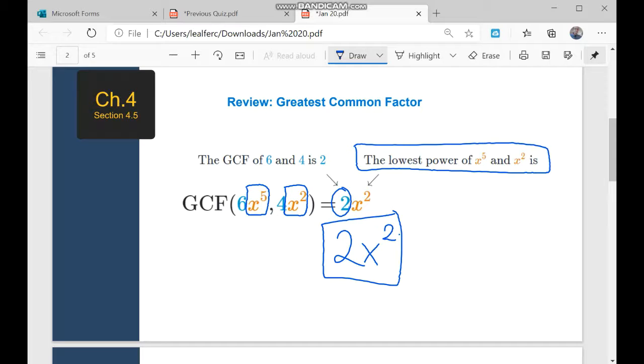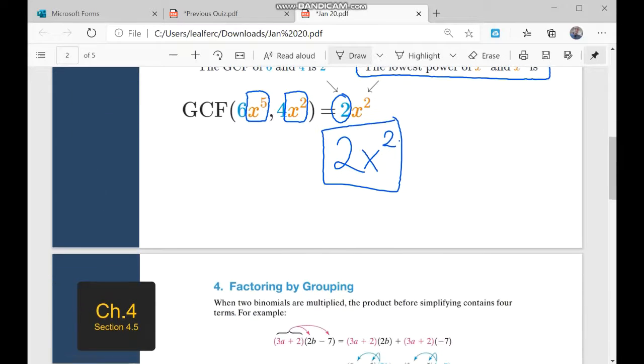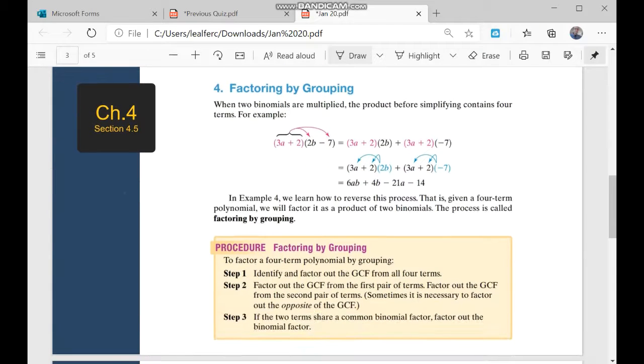Let me know if you have any questions about this review from yesterday, because now we are starting to work on something new. It's also about factoring, but it's a different kind. It's factoring by grouping. Give me any feedback. Let me know if you have any questions about the previous topic, because this is a new topic. Well, if you don't have questions, let's move on.